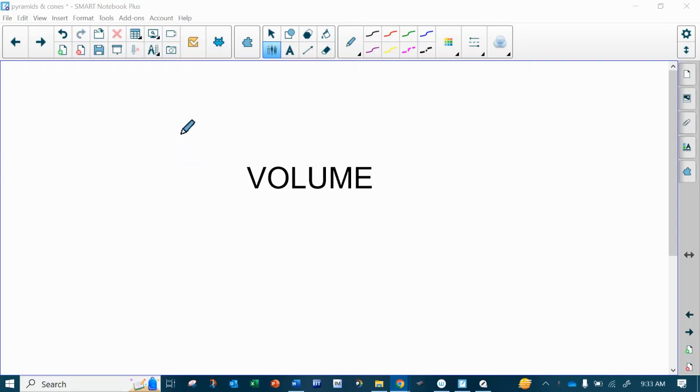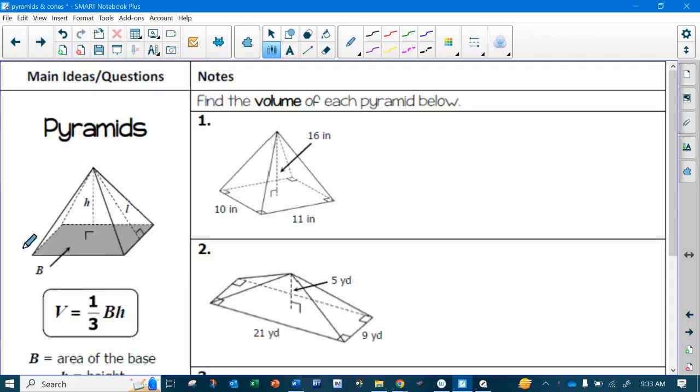So now notice the pictures look exactly the same because we're still doing pyramids and cones, okay? But we're doing volume this time. All right, so the formula for volume is exactly the same formula as with prisms, except we're going to divide by 3. So volume is big B, which is the area of the base, times the height of the pyramid. And then we're going to divide by 3.